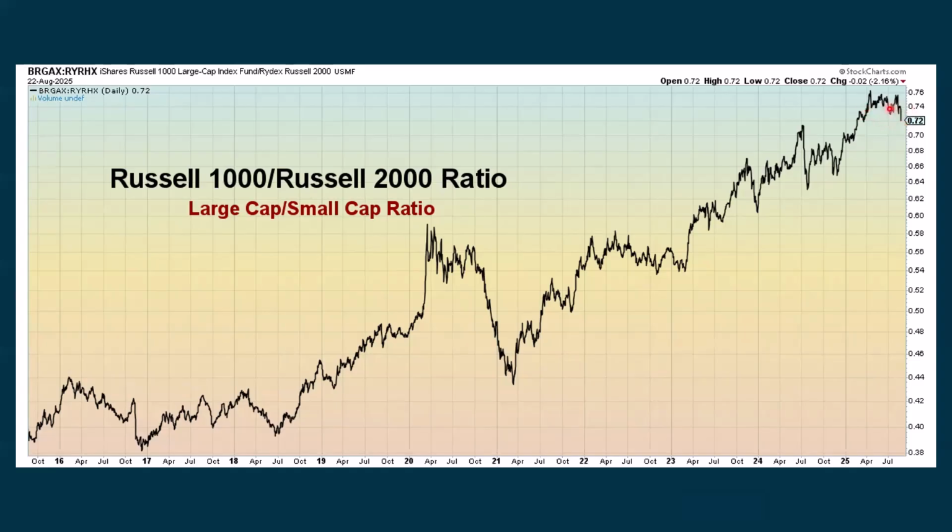Now, we'll have to see. Are we going to develop into some kind of a trend? We've been pretty choppy for most of 2025. And if this continues to go down, that will mean that small caps are outperforming. If we turn and go back up, that means the large caps are outperforming.